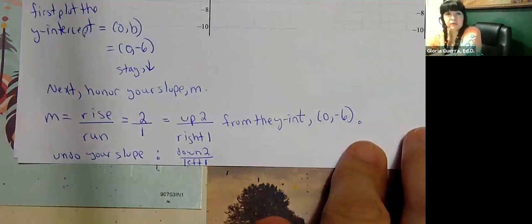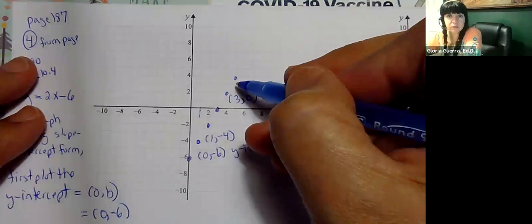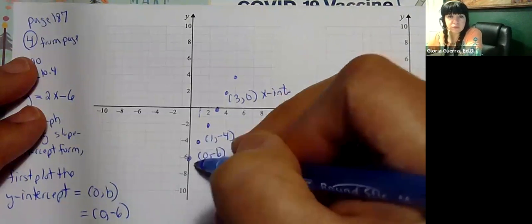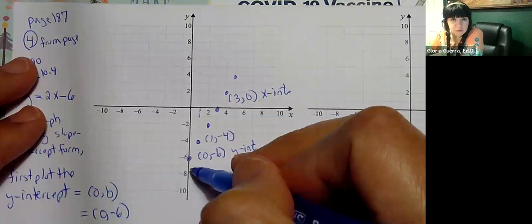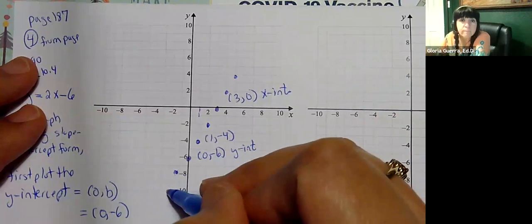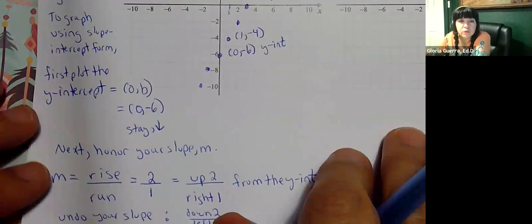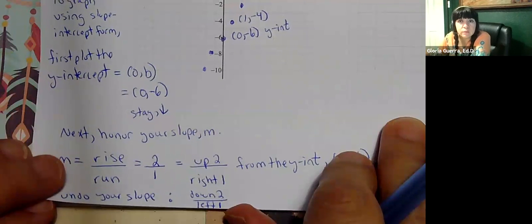And you see that works here. I check this. Down 2, left 1, down 2, left 1, down 2, left 1. See? Down 2, left 1. So we're undoing the slope. Down 2, left 1. Okay.